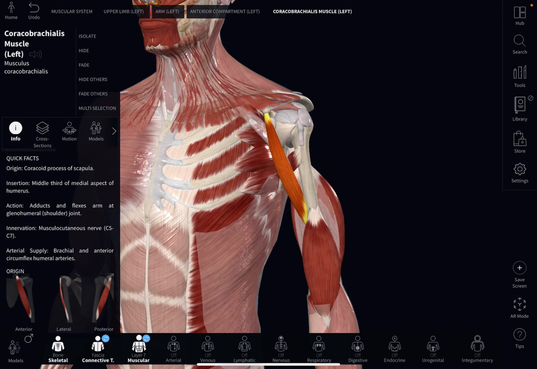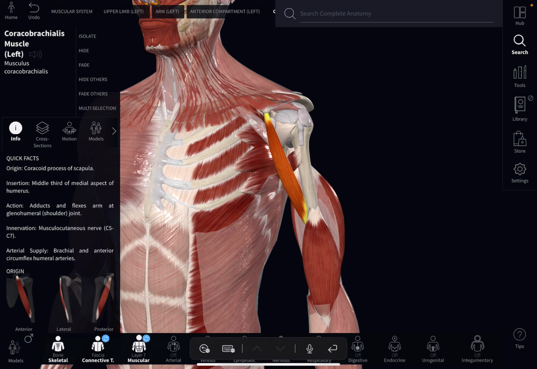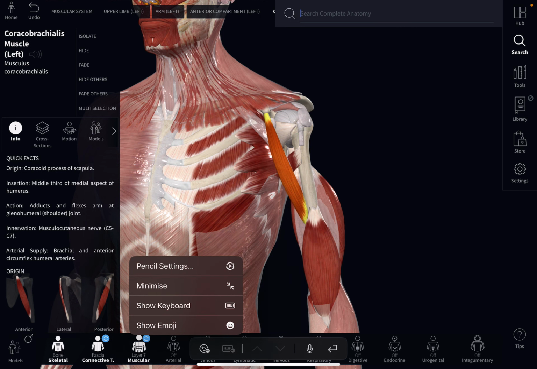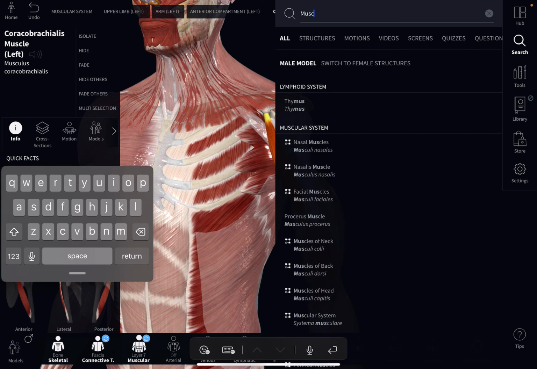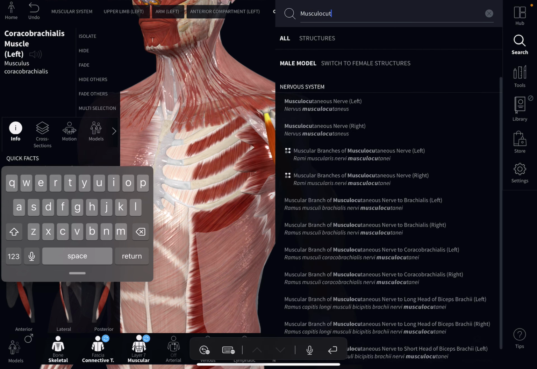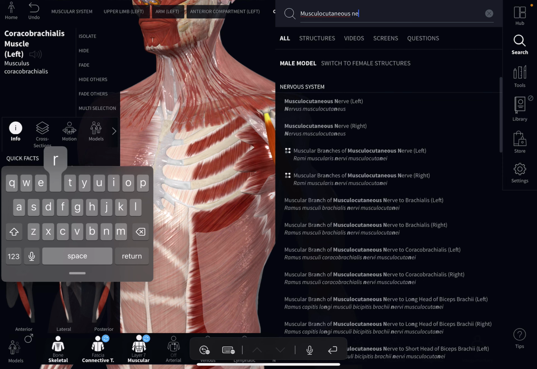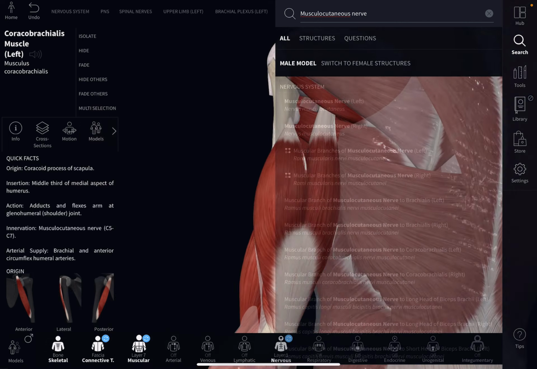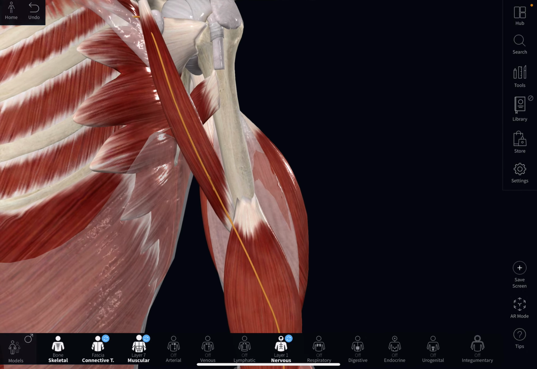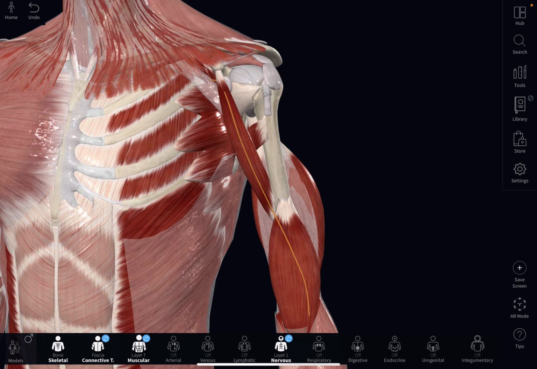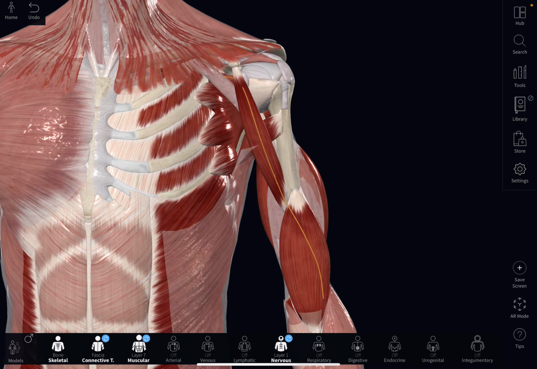Right, so that's the origin and insertion of the coracobrachialis muscle. Now let us try to add the nerve supply, that is the musculocutaneous nerve. See, all these visual inputs will really help you understand and remember the concept better. Okay, so I go really slowly, so that is an added advantage for you.